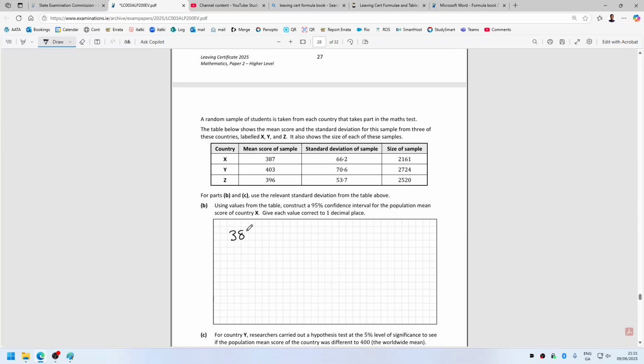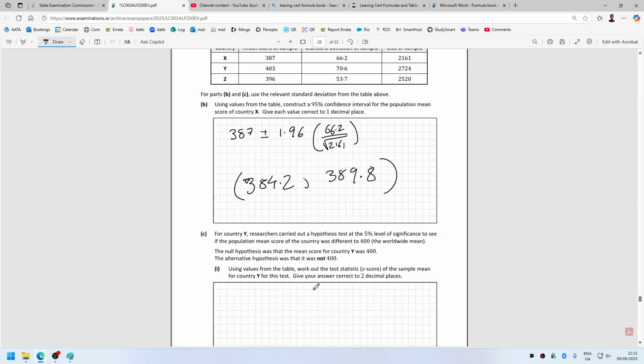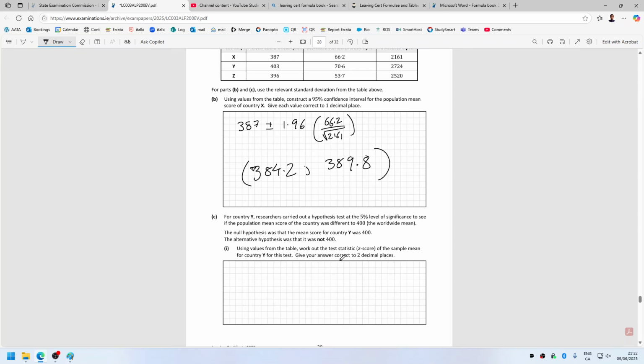X bar would be 387 plus or minus 1.96 sigma over root n. So that is 389.8 and 384.2.